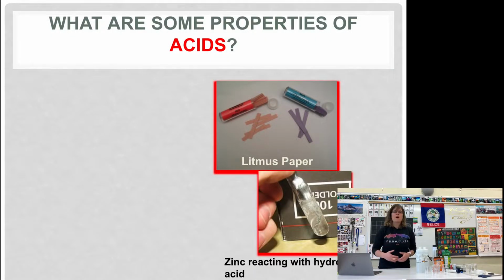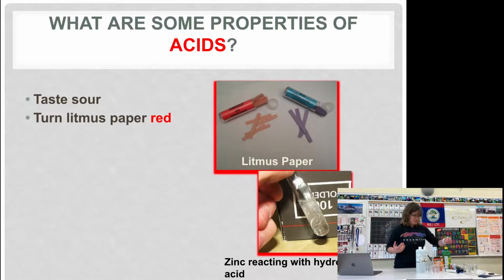So what are some properties of acids? We need to take a look. What we need to know is that they always taste sour. If you eat them, you know it's an acid if it has a sour taste. It turns litmus paper red. There are two different kinds of litmus paper: red litmus paper and blue litmus paper.